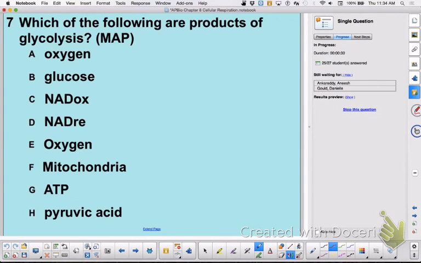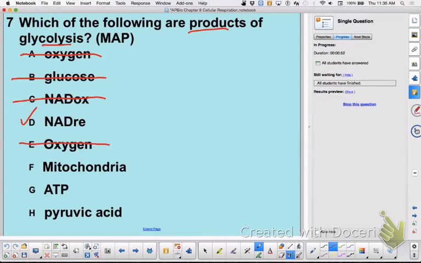All right, I want to start working through this. Products of glycolysis. Is oxygen a product? Yes or no? No. Glucose? No. NAD oxidized? No. NAD reduced? Yes. Is oxygen? No. How about mitochondria? No. ATP a product? Yes. How many ATP do you make as a result of glycolysis? 4, but we net out 2. Okay, is pyruvic acid a product? Yes.